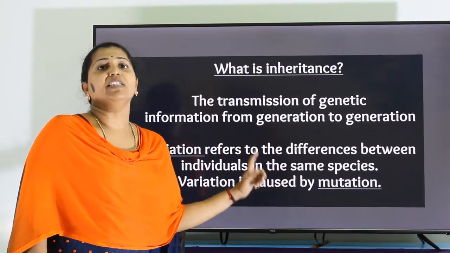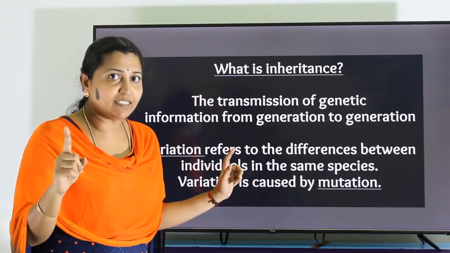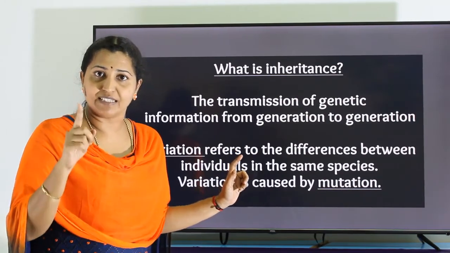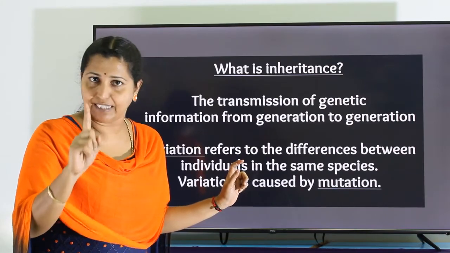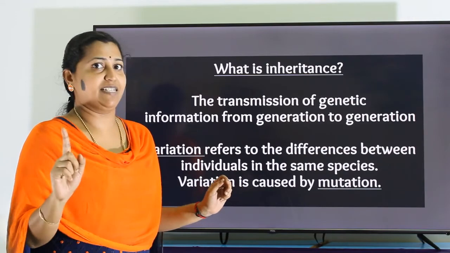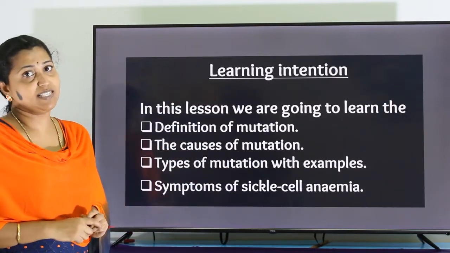And we know the variations are caused by two factors. One is the environmental factor and the second one is the mutation. So remember, the variation which is caused by environmental factors cannot be inherited, but the variation which is caused by mutation can be inherited. Now we can see the learning intention of this lesson.